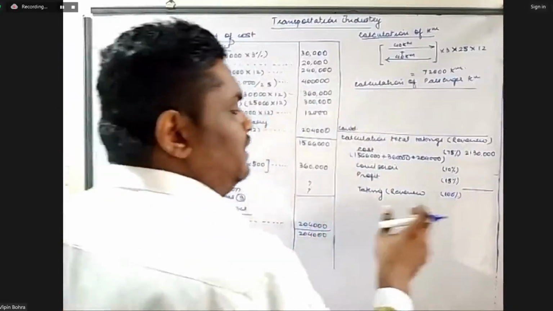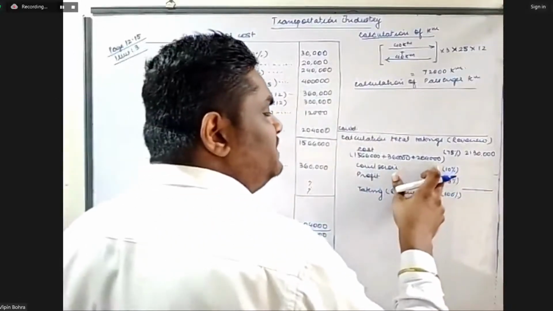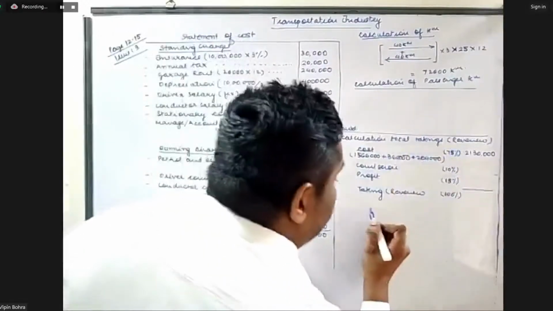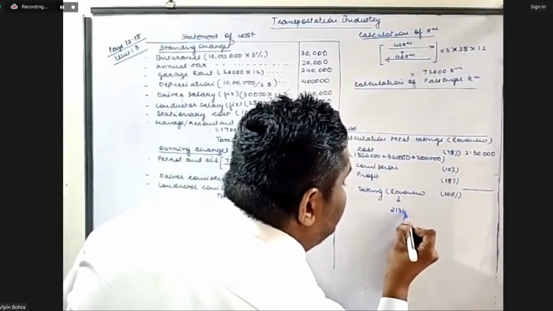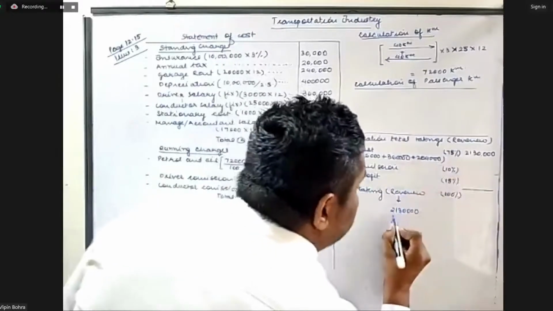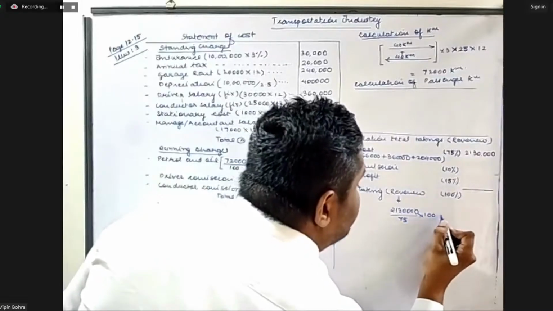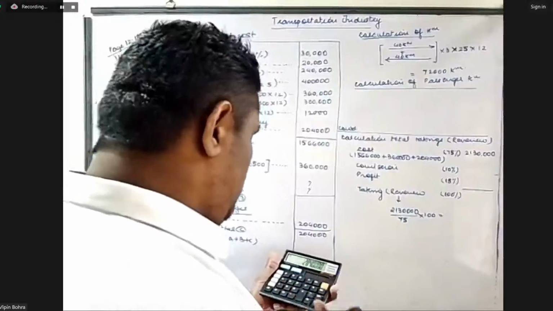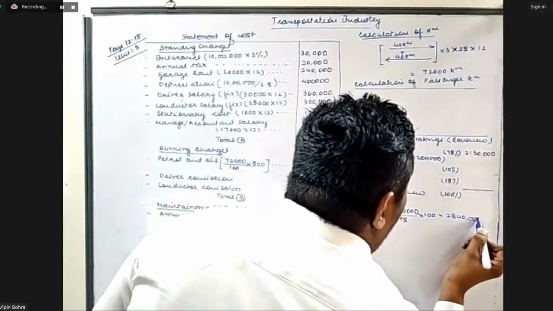So let's assume that the total revenue is 100%, 15% is the profit, 10% is the commission. So balance 75% will be what? My cost. So how much will be the total revenue? 21,30,000 is equal to 75. So how much will be 100? 100 will be 28,40,000.